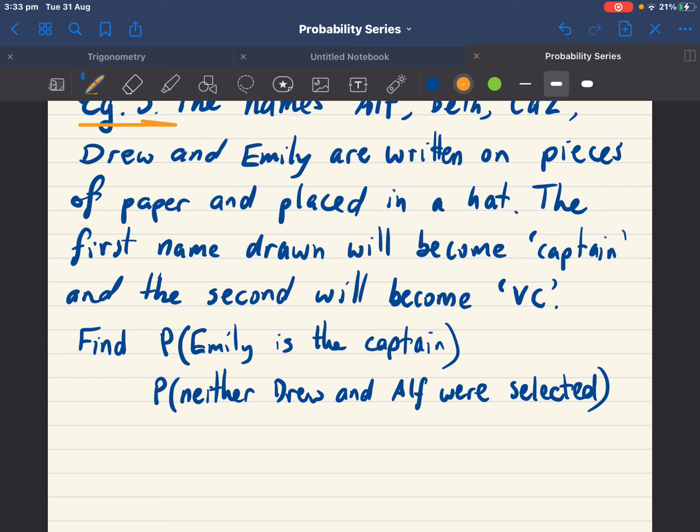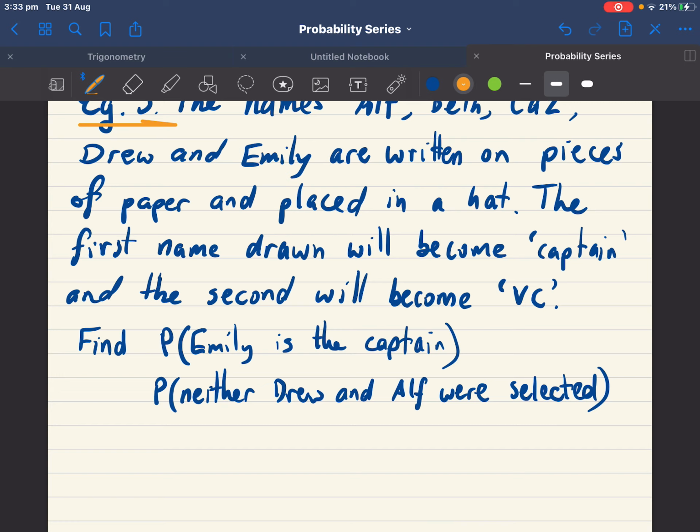And the other one, what is the probability that neither Drew nor Alf were selected, so neither of them become captain or vice captain. So again, without a sample space, if I just said to you, okay, go, especially with the second one, what's the probability? Can you do it in your head?